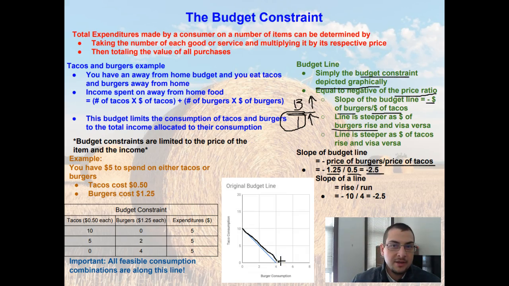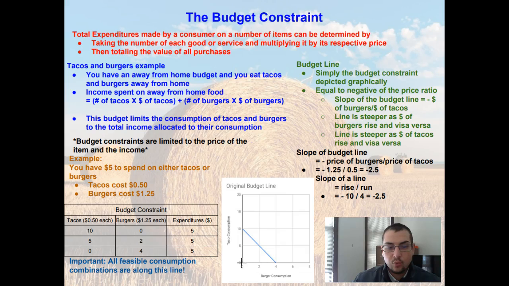Let's double check that. How do you calculate the slope of a line? Rise over run, right? As we go out to the number 4, this budget line falls. The taco consumption falls by 10 units as burger consumption rises by 4 units. So if we do that quick math, taco consumption fell by 10 while burger consumption rose by 4, we come out with this negative 2.5, which is the same amount right here.